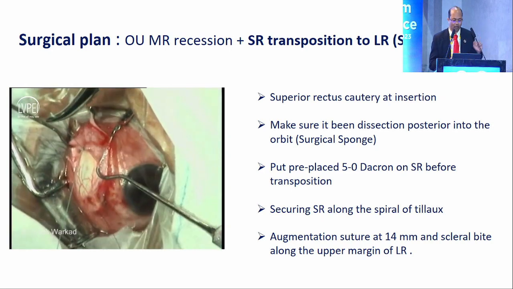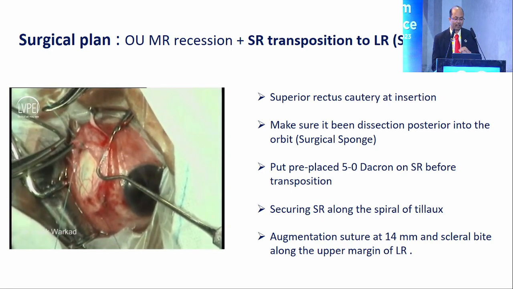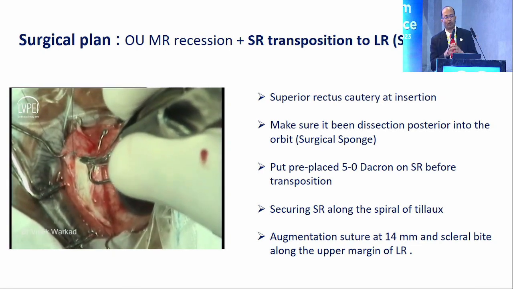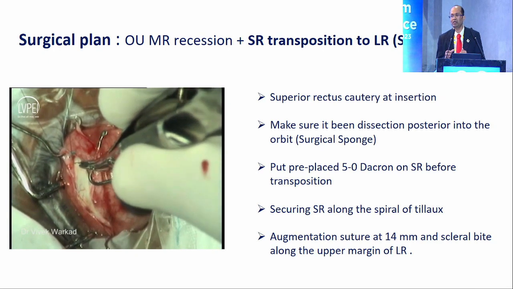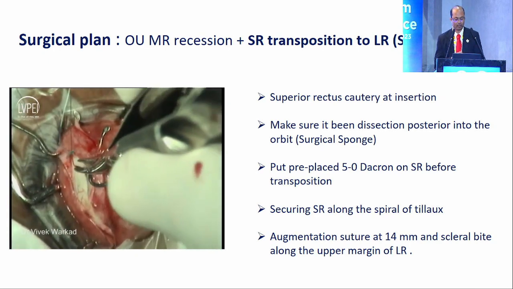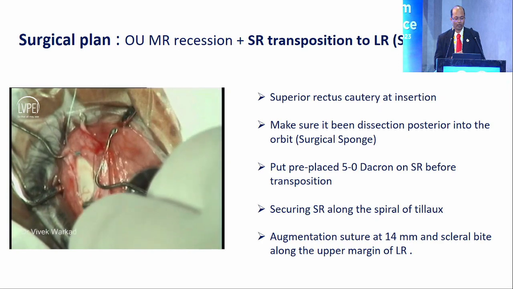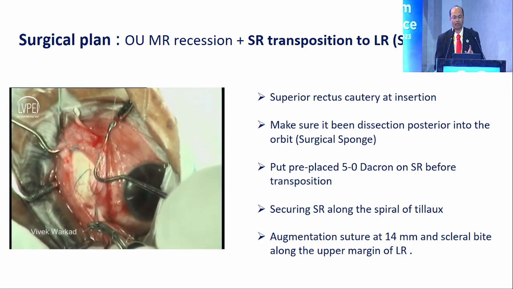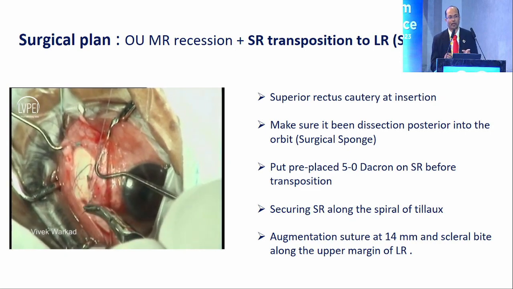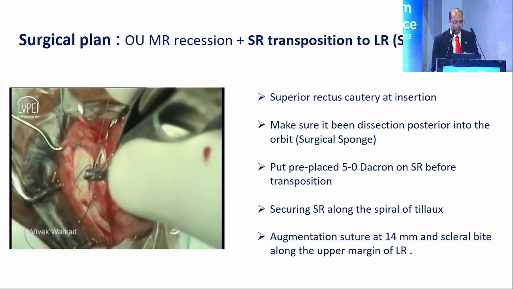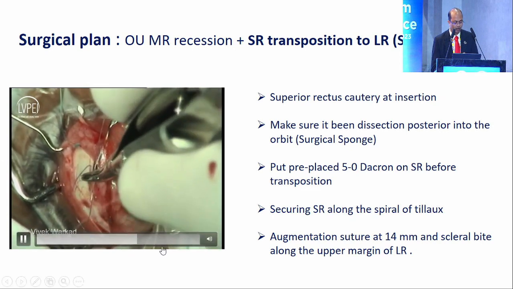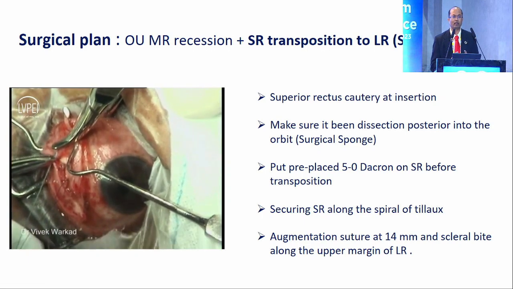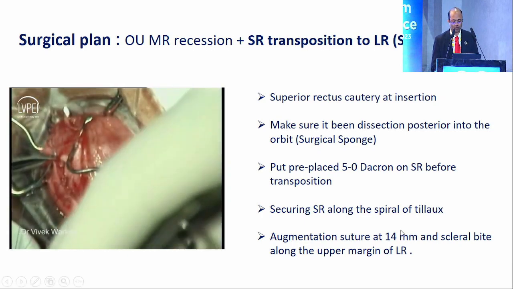So this is a 6-0 Dacron suture. You can put it there and then leave this. Then the next step is you take this superior rectus along the spiral of Tillaux, very close to the lateral rectus, as I am taking this bite along the spiral of Tillaux. Once you do this, you have transposed the superior rectus, and then you can give the 6-0 Dacron suture passing the scleral bite. That's how the SRT is performed. Most of the time we end up doing it along with medial rectus recession.